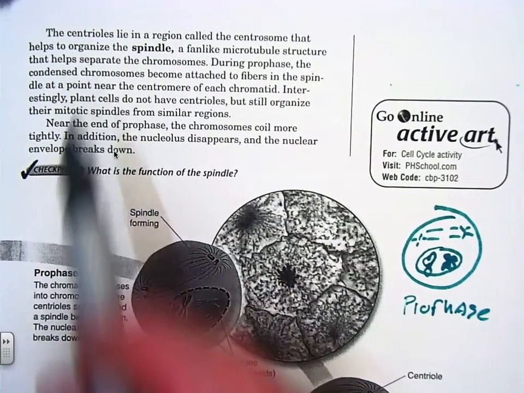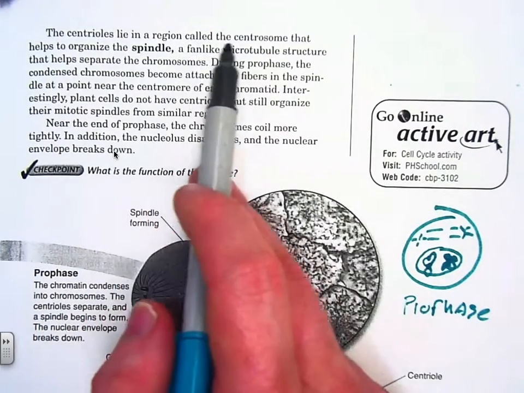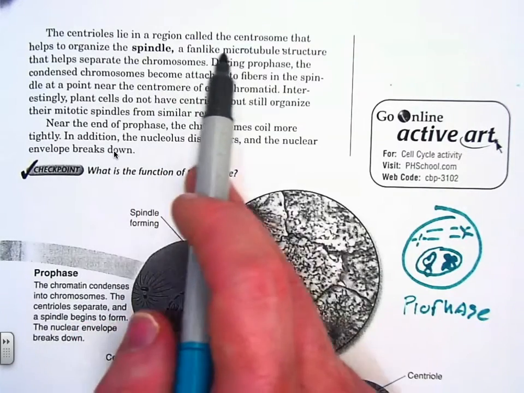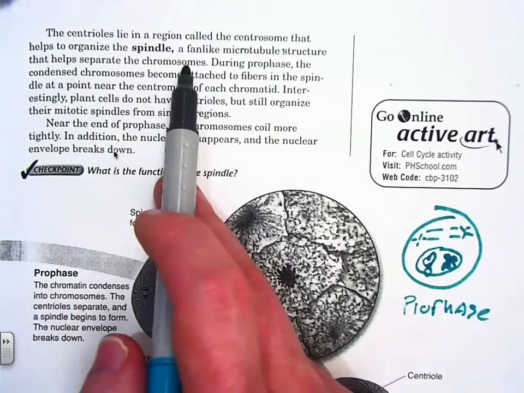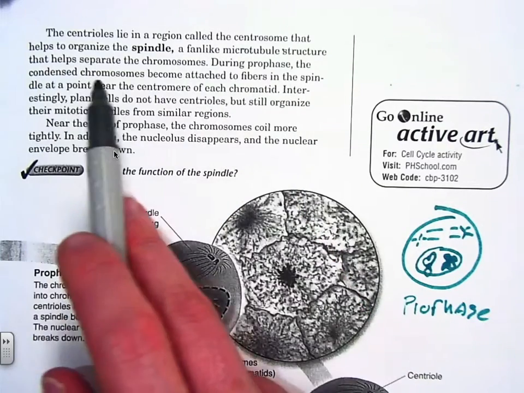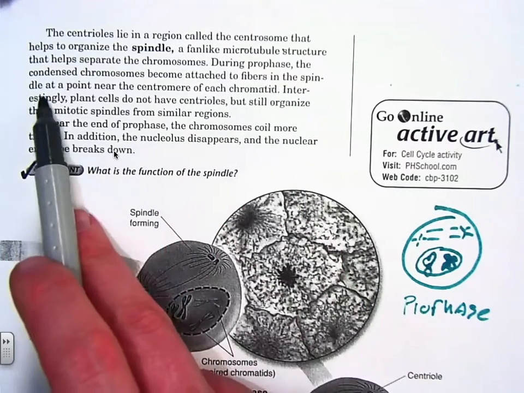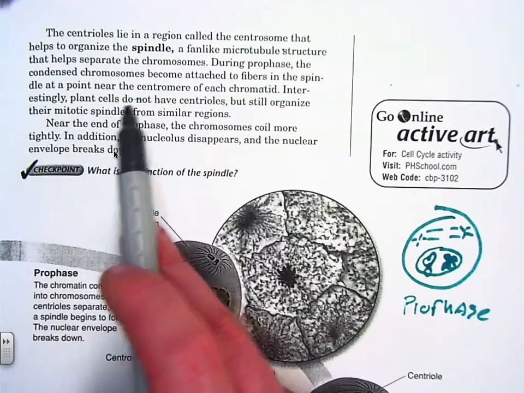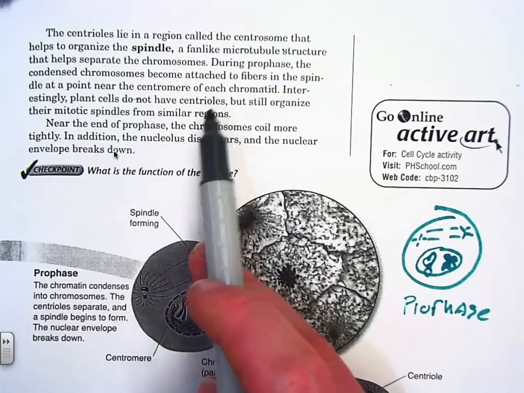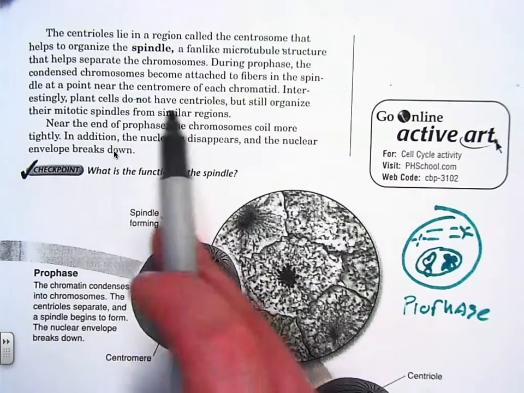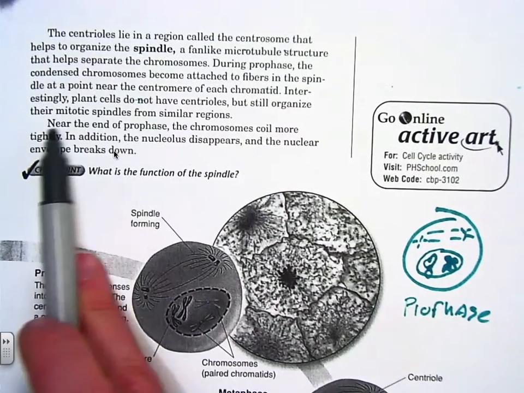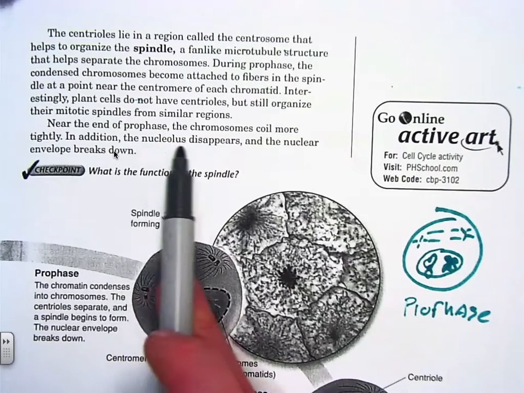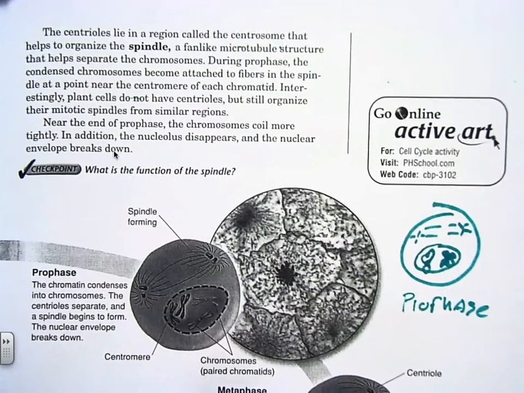Page 247. The centrioles lie in a region called the centrosome that helps organize the spindle, a fan-like microtubule structure that helps separate the chromosomes. During prophase, the condensed chromosomes become attached to fibers in the spindle at a point near the centromere of each chromatid. Interestingly, plant cells do not have centrioles, but still organize their mitotic spindle from similar regions. Near the end of prophase, the chromosomes coil more tightly, and in addition, the nucleolus disappears and the nuclear envelope breaks down. Okay?